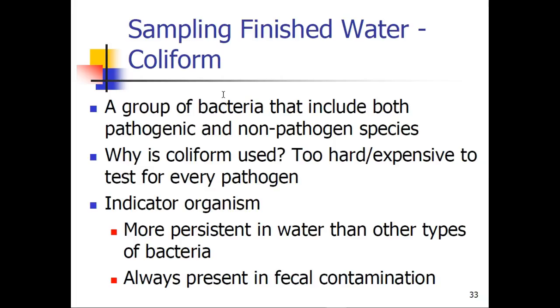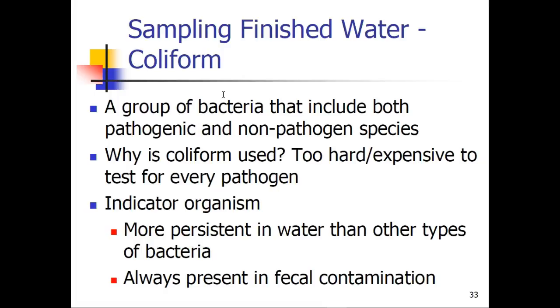Sampling finished water. We do what's called coliform testing. Coliform is a group of bacteria that include both pathogenic and non-pathogenic species. Now that's key. Coliform in itself is non-pathogenic, but it's an indicator organism. And if it shows up, that means that there could be pathogenic organisms in there. We use coliform because it's too hard and expensive to test for every pathogen. It is an indicator test.